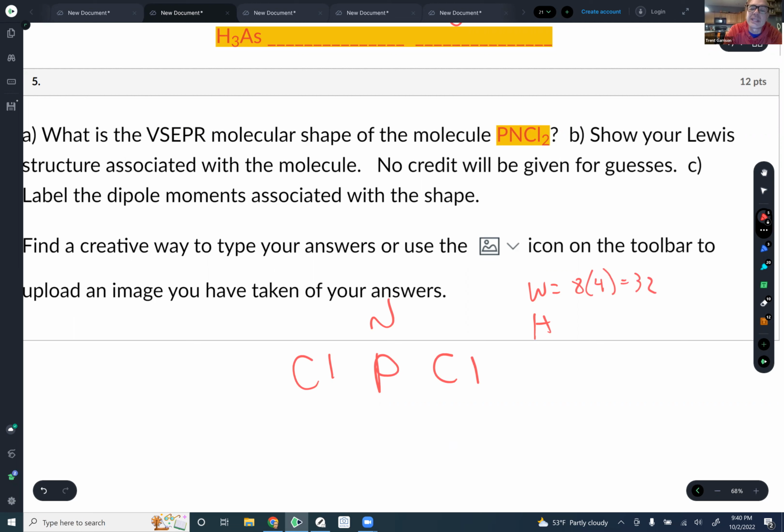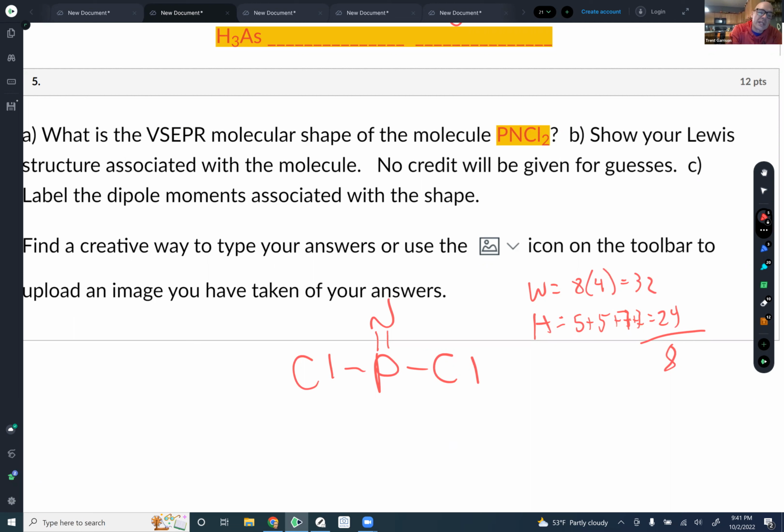The have on these is going to be a little bit different. Phosphorus has 5. Nitrogen has 5. The chlorines each have 7. So that's 24. Subtract those 2, and we should get 8. Now, in this, we know that the halogens have single bonds. That means the double bond had to be on the nitrogen. There is no need for extra electrons on the P.